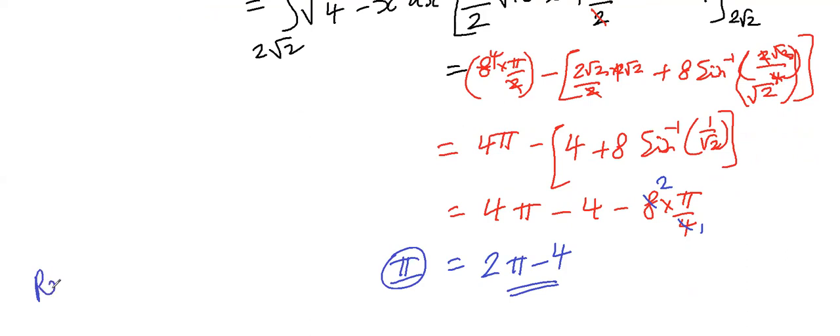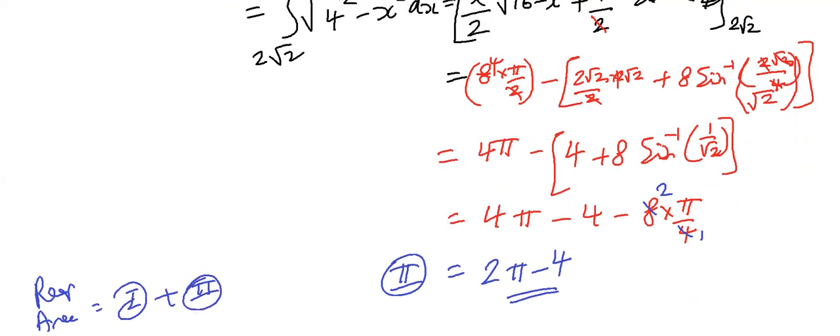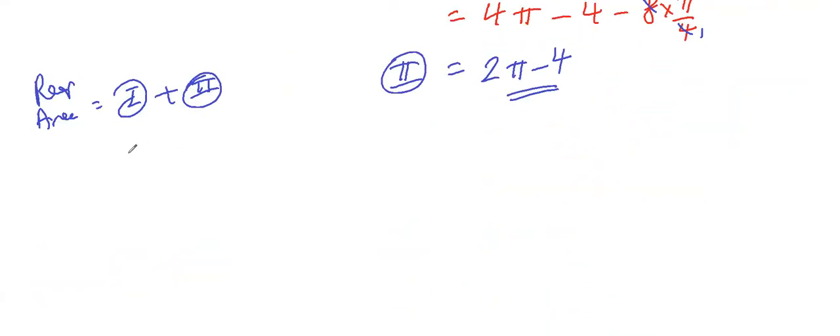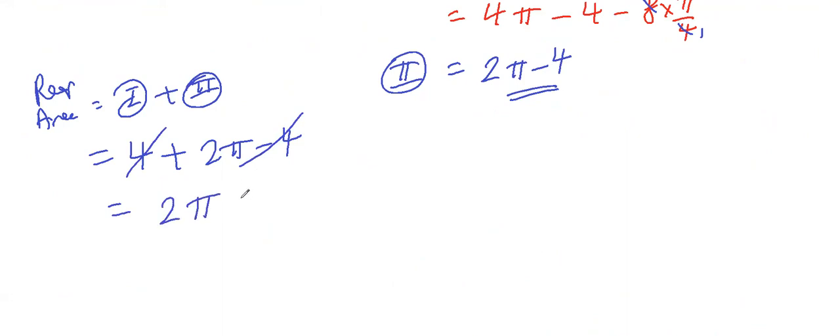But my required area is the first part plus the second part. The answer of the first part was 4, so I write 4 here. The answer of the second part is 2 pi minus 4. So the 4 and 4 cancel, and I get the final answer as 2 pi square units. This is the final answer. Understood?